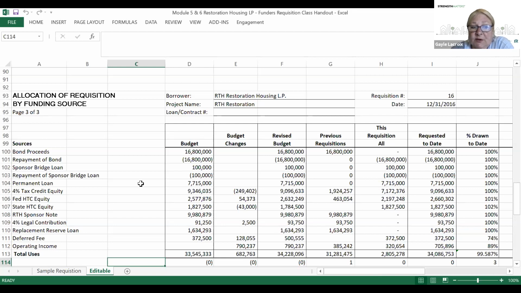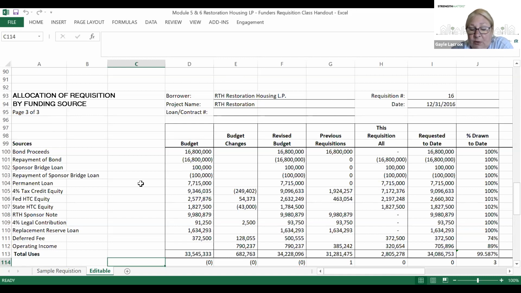You'll see that the sponsor actually also made a replacement reserve loan. There wasn't enough funding sources to set up the replacement reserve, so the sponsor actually funded that as well. That's not typical. It can happen, but it's not typical. Usually there are enough other sources to fund the opening reserve balances. And you'll see there's also a deferred fee.